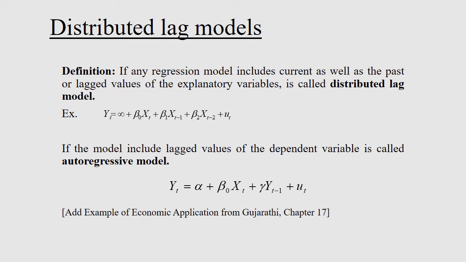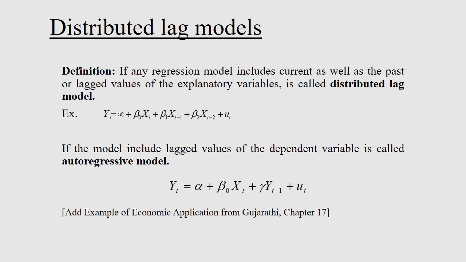Now lag may possibly be present in the form of lag of the dependent variable. Just see the second equation in the slide. Yt equal to alpha plus beta 0 xt plus gamma yt minus 1 plus ut. What is the specification? Yt is the dependent variable. Xt, yt minus 1 are the independent variables, and alpha, beta naught, gamma are the parameters, ut disturbance term.